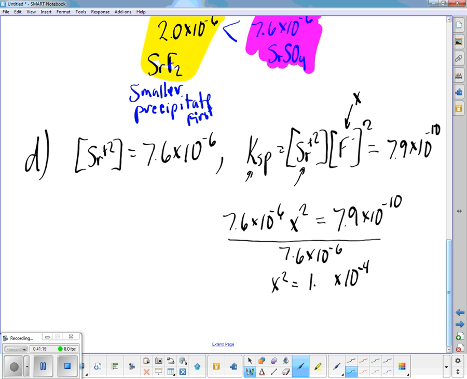Okay, where did I lose you? So all I did is just use the same KSP. When the other one starts to precipitate out, then that means strontium has to be 7.6 times 10 to the minus 6. Okay, so I plug that in. That's the KSP for strontium fluoride. I replaced F with an X, so that's where I got the X squared. So I just brought that down. Now I'm trying to get X by itself. So do we have that number right there? I'm not trying to put the two equations together. I'm trying to solve for X.